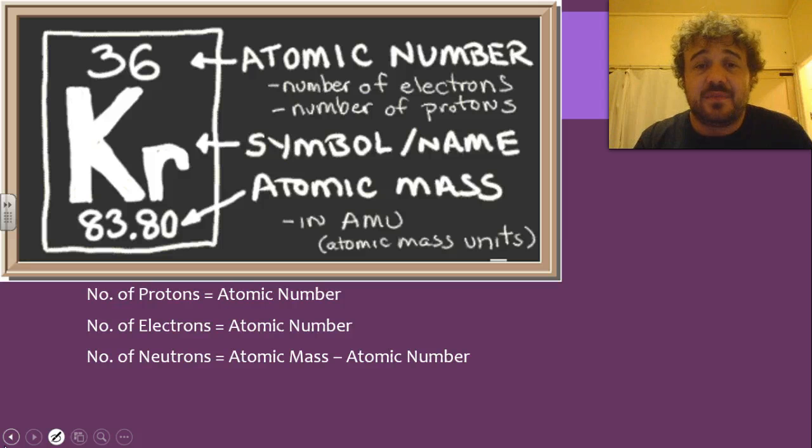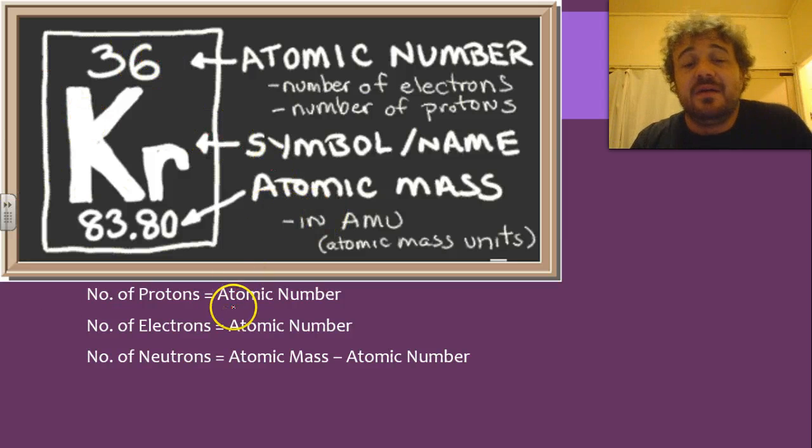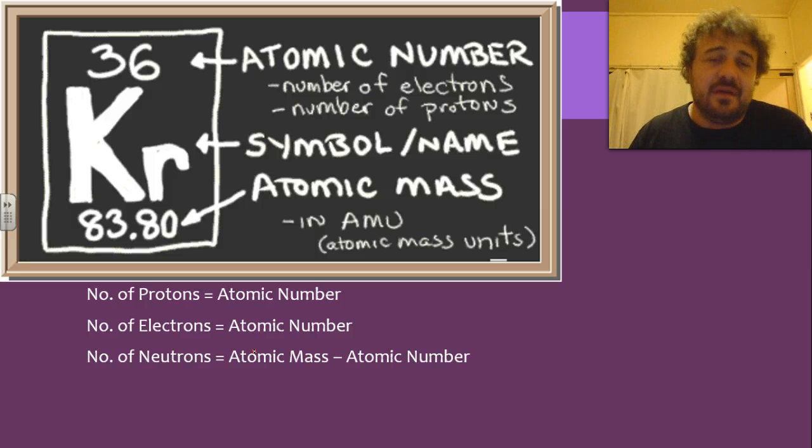Alright, so here's how we use the periodic table. First off, at the top here we have the atomic number. Now the atomic number basically equals the number of electrons and the number of protons. So a neutral atom, which is basically a standard atom, has the same number of protons and electrons. Alright? Here we have the symbol and name, and this would be for krypton.